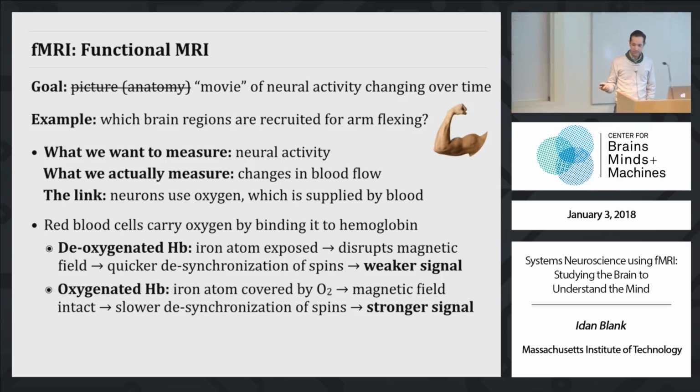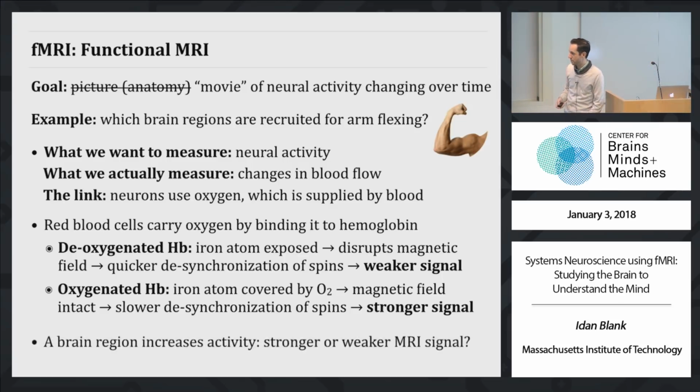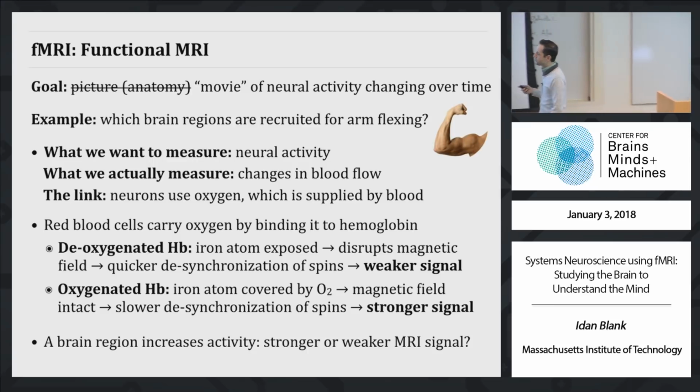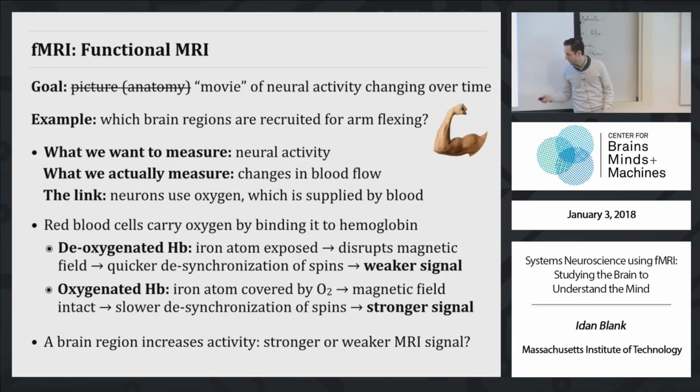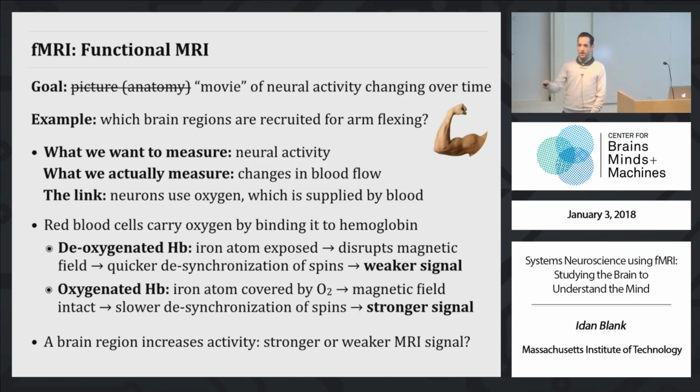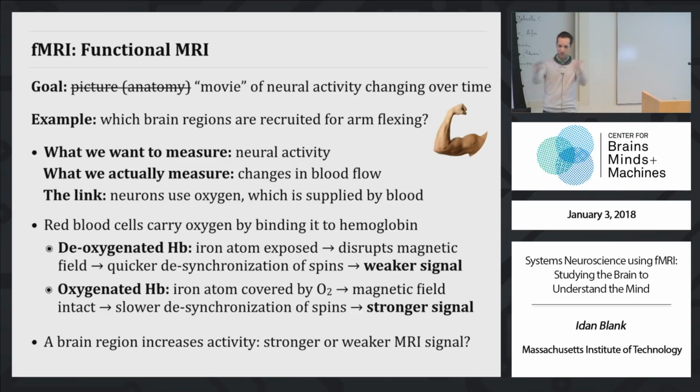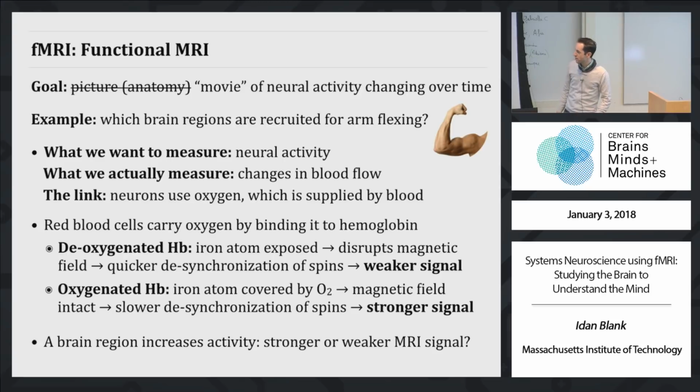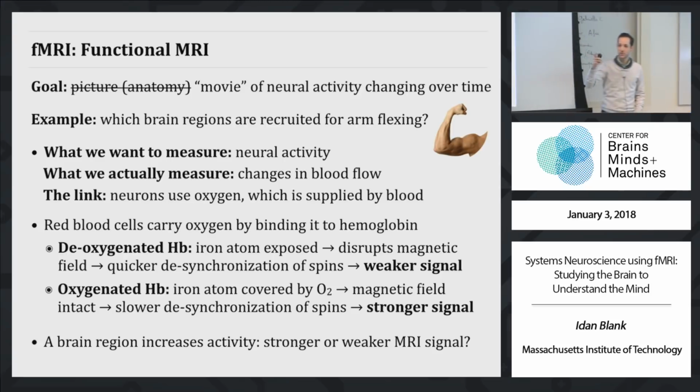So now the question is, how are we going to use that to figure out which brain regions are active when you flex your arm? That is the question that I want you to think about for a second. If a brain region increases its activity, are we going to get stronger or weaker MRI signal based on this? So one claim is, if the neurons are using oxygen, there's going to be a signal from that region saying, I need more oxygen, so more oxygen is going to flow there, and more oxygen means stronger signal. Who thinks the opposite?